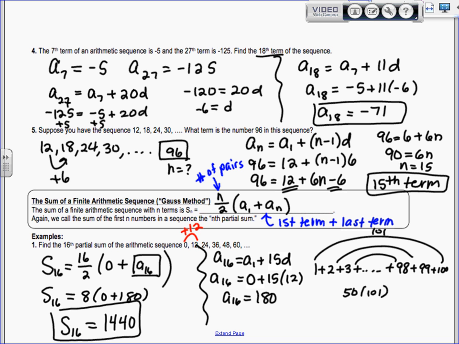Okay, makes sense? All right, so let's try another one. I think the next one says, find the sum of all the multiples of 4 from 4 to 404.